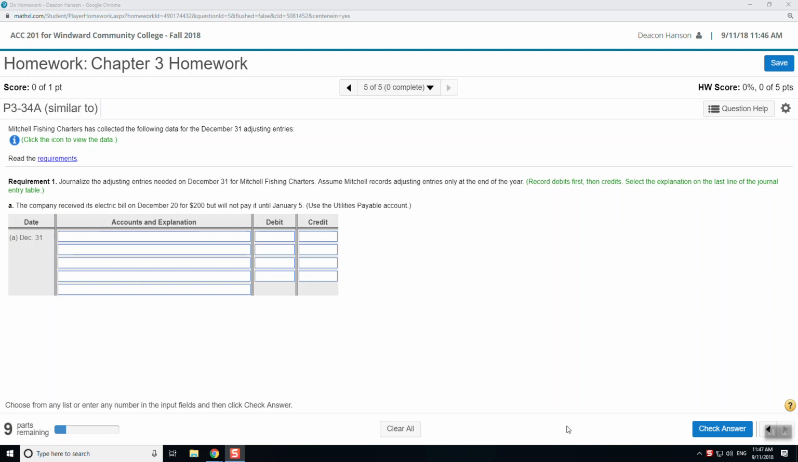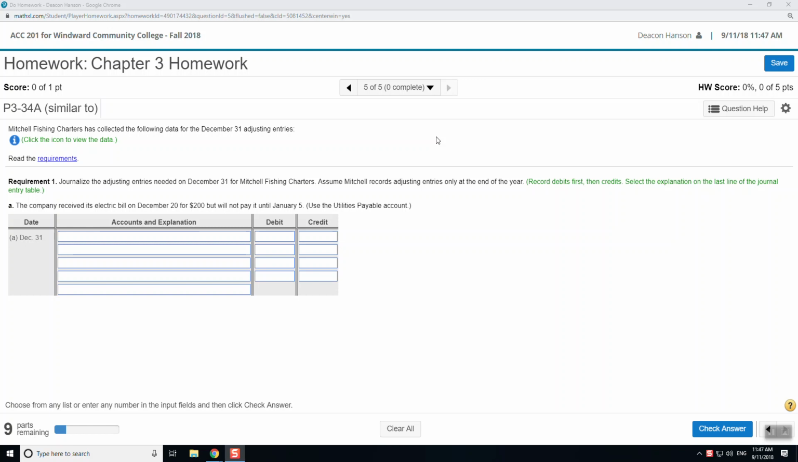Here we are at problem 3-34A, and it says Mitchell Fishing Charters has collected the following data for the December 31st adjusting entries. With adjusting entries, because we're accrual-based accounting, there's a few things going on. We cannot recognize revenue unless it's earned, and we don't recognize expenses unless they've been incurred. So just based on that, at the end of an accounting period, we're probably going to have to make some adjustments to the accounts.